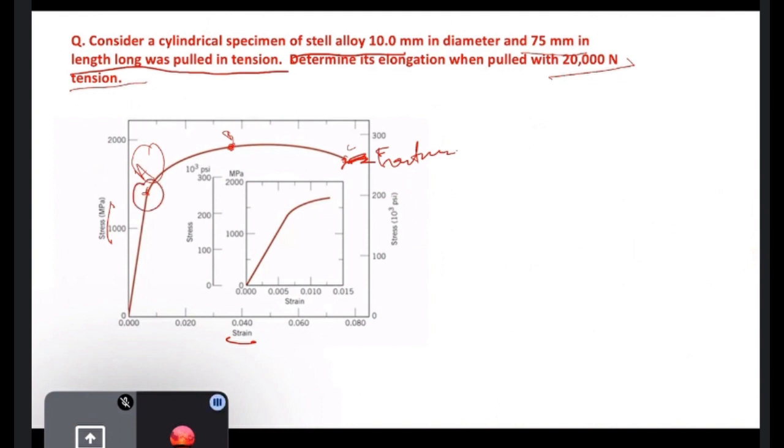What is the A point? What is happening at A? Deformation is happening, but the A point is called the yield strength.